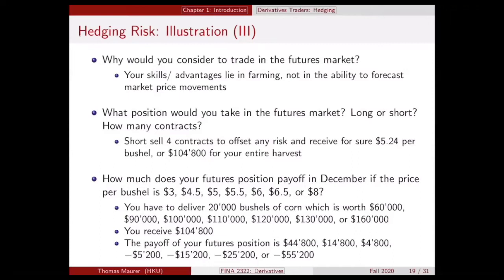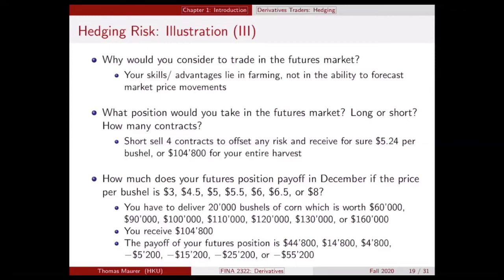So if he short sells 4 futures contracts, that means he basically promised that he will deliver 20,000 bushels of corn and receives $5.24 per bushel, or a total of $104,800 for the entire harvest.